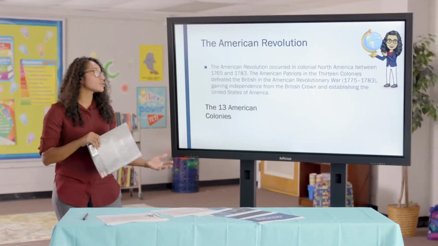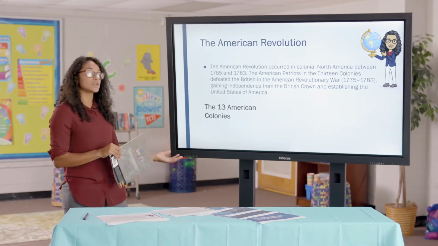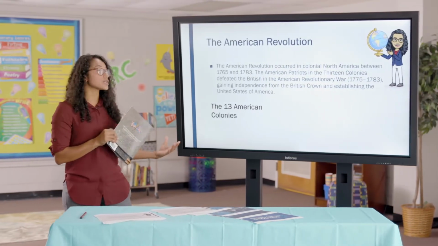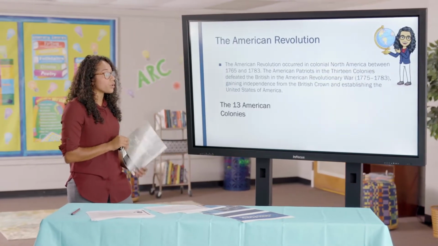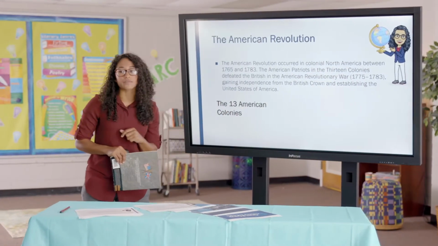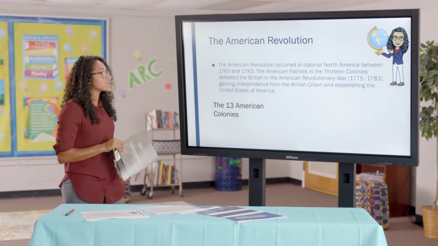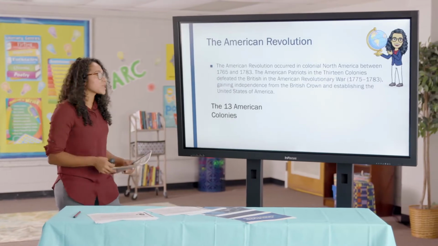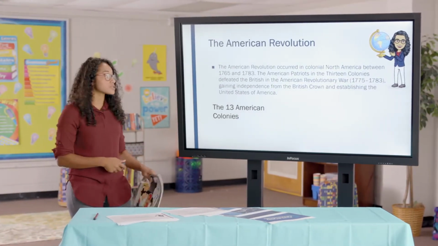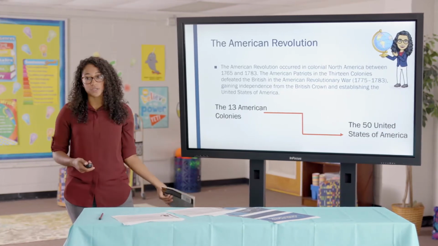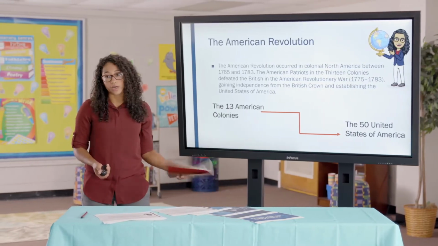The American Revolution occurred in colonial North America between 1765 and 1783. The American patriots in the 13 colonies defeated the British in the American Revolutionary War, which was from 1775 to 1783, gaining independence from the British Crown and establishing the United States of America. So the American Revolution allowed us to go from the 13 American colonies eventually to the 50 United States of America. So without the American Revolution, we wouldn't be where we are today.